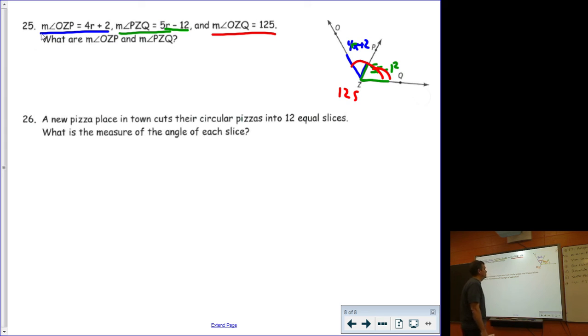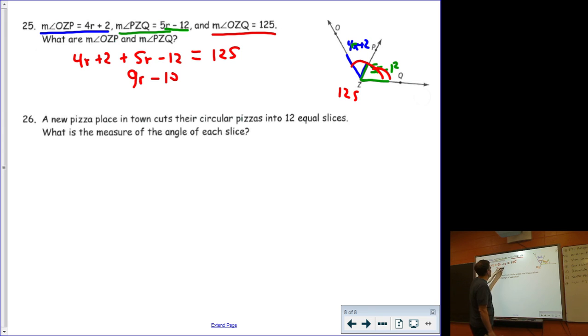So again, I'm going to add the parts together. 4r plus 2 plus 5r minus 12 equals the whole thing, 125. When I add my like terms together, I get 9r minus 10 equals 125. If I add 10 to both sides, I get 135. And if I divide by 9, 135 divided by 9 is 15. So r equals 15. And now I'm ready to get the angle measures.